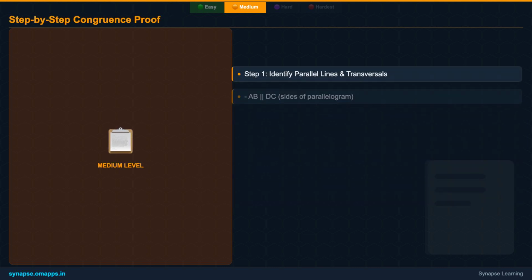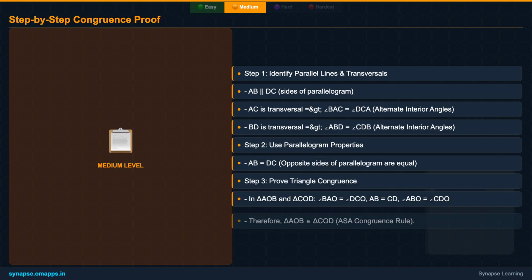Let's outline the proof step by step. Imagine parallelogram ABCD with diagonals AC and BD intersecting at point O. First, since AB is parallel to DC and AC is a transversal, the alternate interior angles, angle BAC and angle DCA, are equal. Similarly, with BD as a transversal, angle ABD and angle CDB are equal. We also know that opposite sides of a parallelogram are equal, so AB equals DC.